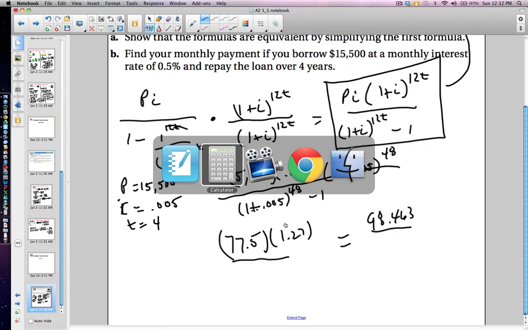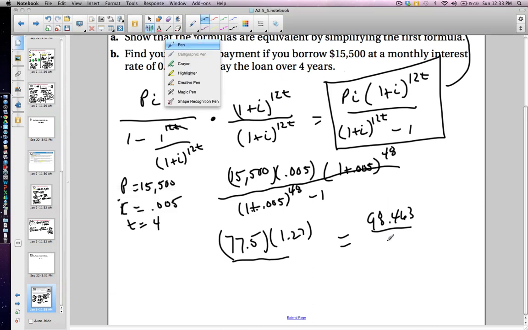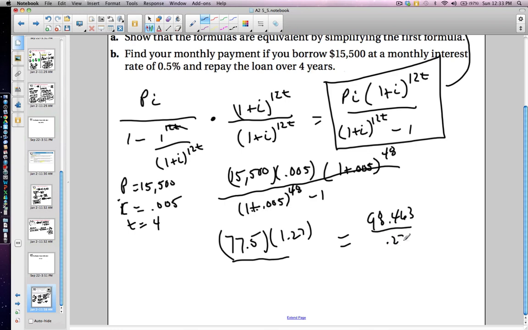Okay, if we go back to the calculator, I'm going to divide this again. Well, basically it was 1.27, right? But let me go ahead and use, I don't want rounding error again, so 1.005 to the 48th power is that number. And then I'm going to subtract 1. Okay, so that's going to be basically 0.27, divided by 0.27.